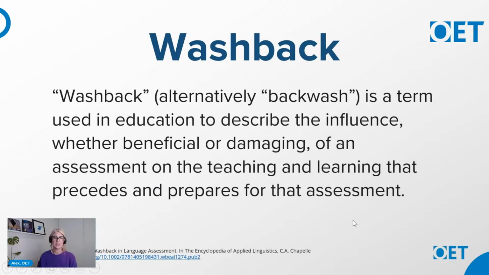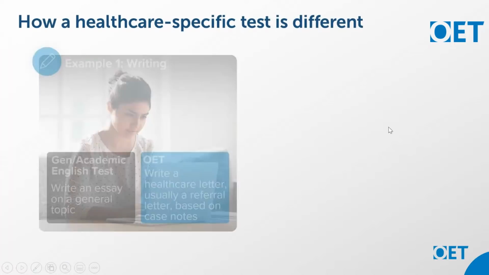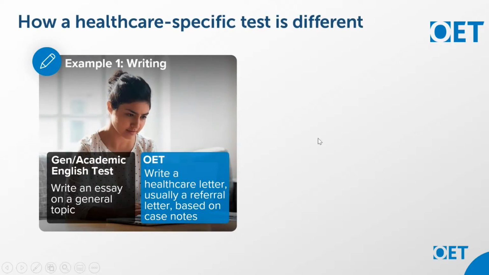So the technical definition is a term used in education to describe the influence, whether beneficial or damaging, of an assessment on the teaching and learning that precedes and prepares for that assessment. So if we compare OET to other tests, and you're probably familiar with some of them, and think about, for instance, the writing test. If you were taking a general or an academic English test, in the writing part, you might have to write an essay on a general topic, which is a great skill if you're going to university or going to high school, but not that useful if you're going to work in a hospital.